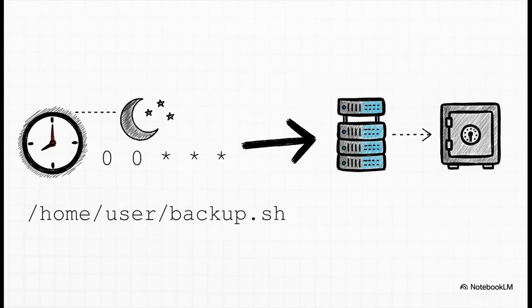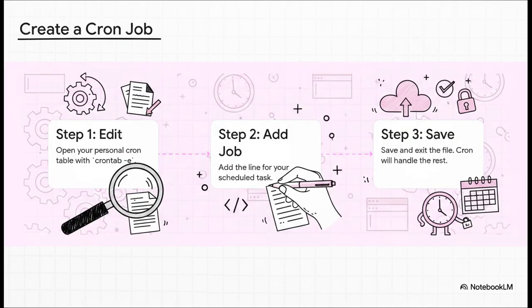So let's look at a real-world example. Imagine you have a backup script that you need to run every single day at midnight. Simple. We'd set the minute field to 0, the hour field to 0, and then for the rest, we just use asterisks, which basically means every. And just like that, you've created a precise recurring schedule. And getting this up and running? It's so easy. In your terminal, you just type crontab -e. That's going to open up your personal Cron file in a text editor. You add the line for your job, you save it, and you exit. That's it. Cron just takes over from there, automatically.